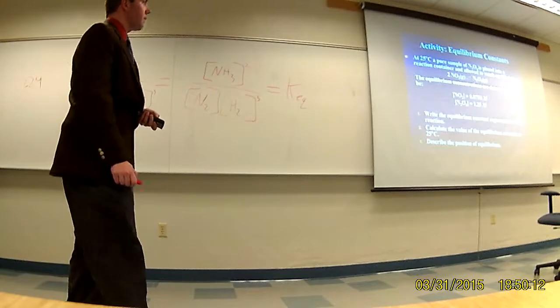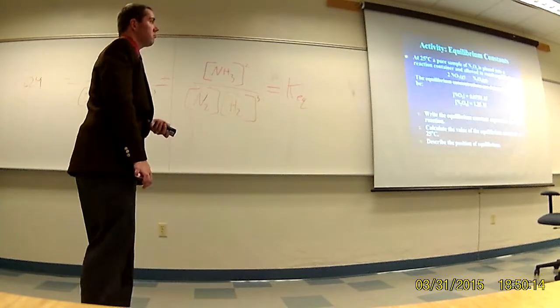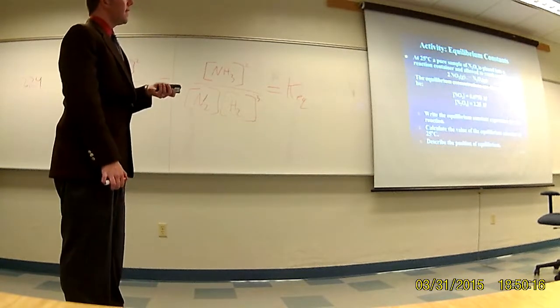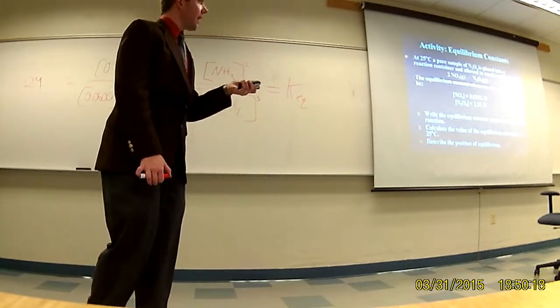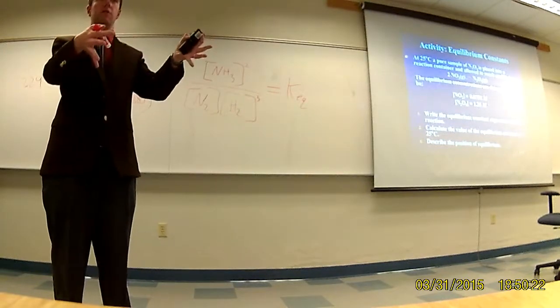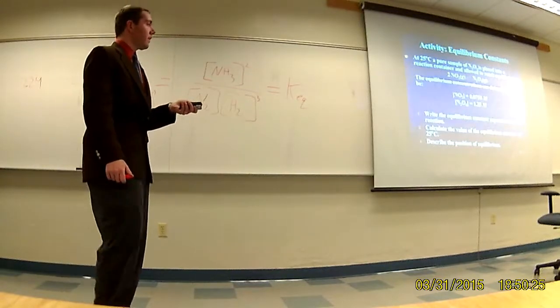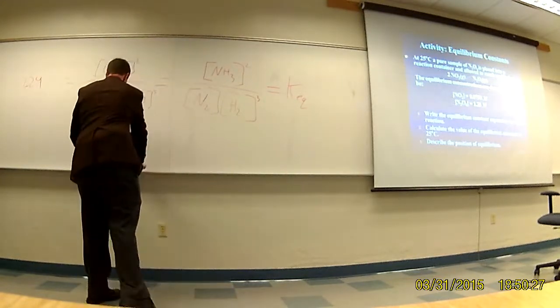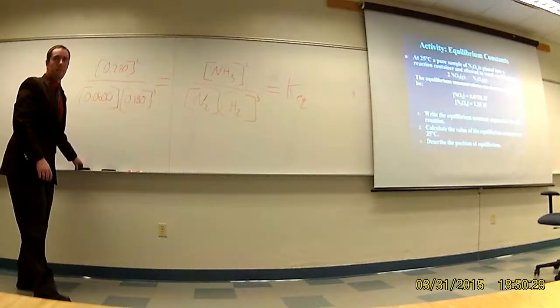Here's another example. We have a reaction. So we're given the concentrations at equilibrium. This is more like you would normally see. It's just flat out given to you, not in graph form. We have to do some things. Does anybody want to come up and do it?